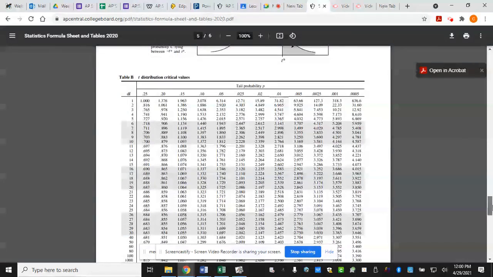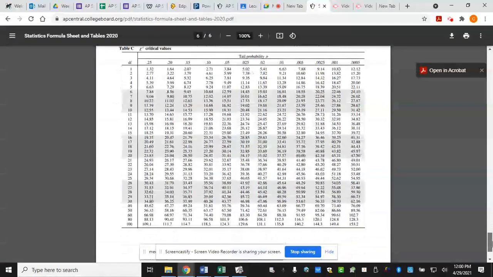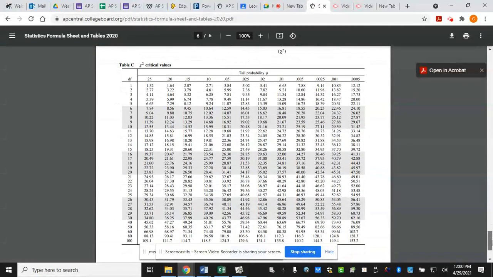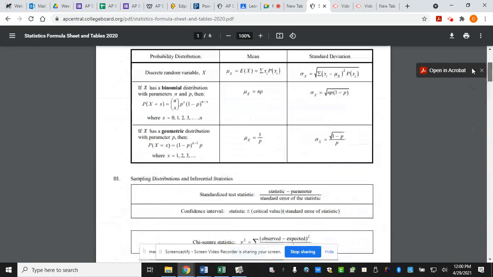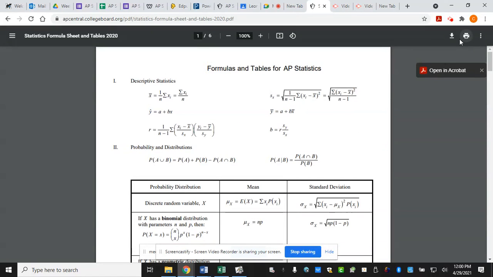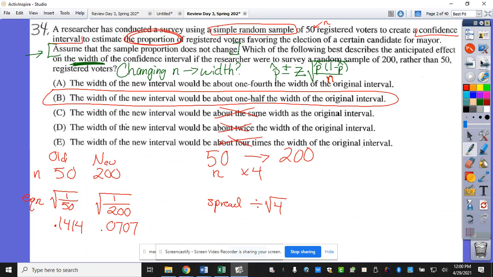There is T, and there is technically chi-squared. I never even showed you this chart because I don't think there's any reason to do it because our calculator does everything. Technically, you could have used this and gotten the same thing. So this is the way that it looks in your exam. They're not in color. Just making sure we address that.